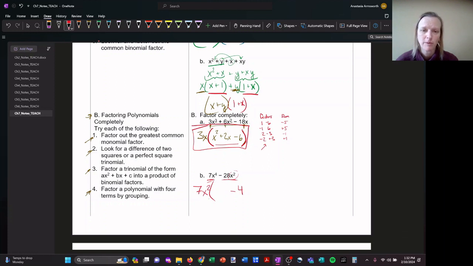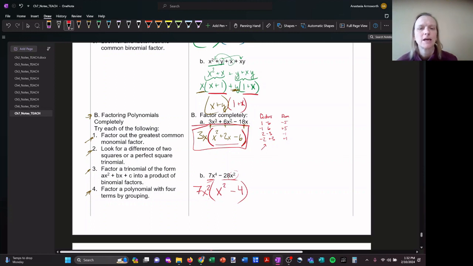What's x to the fourth divided by x squared? That leaves me with x squared. What's x squared divided by x squared? The x's cancel out. Any number divided by itself is 1, so there are no x's left in this second term inside parentheses.